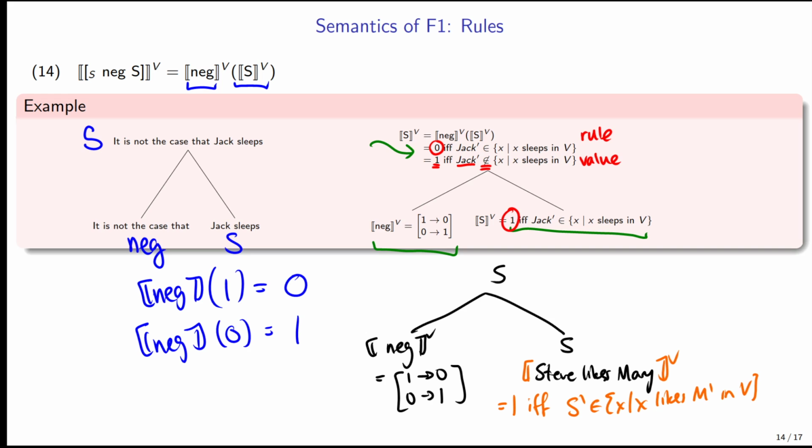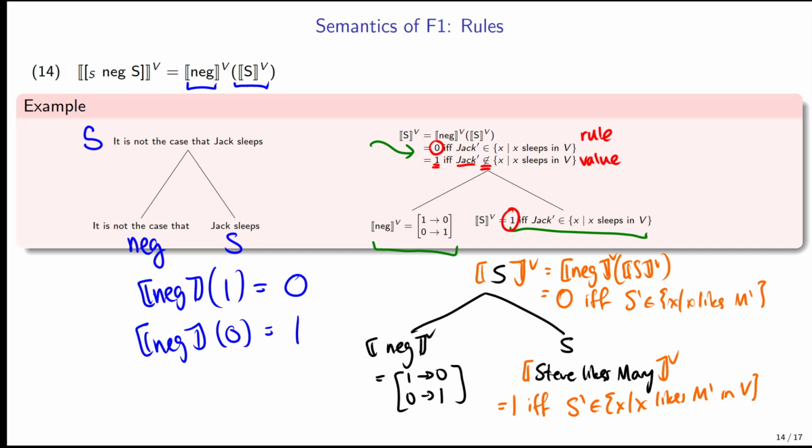I should write the rule out there, but we don't have anything below it in this example, so why not just put the value there? And that means that the meaning of the sentence up here, V, is going to be the negation on S. So we're going to take S and we're going to negate it. So now instead of it being true if S prime is an element of the set of X such that X likes M prime in V, it's going to be false if that happens. So false if S prime is in the set of X such that X likes M prime.